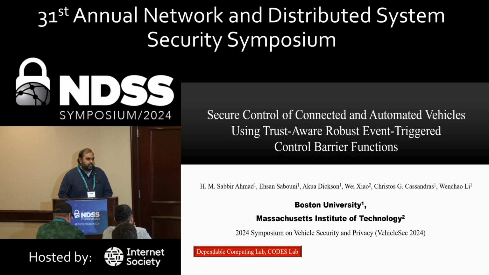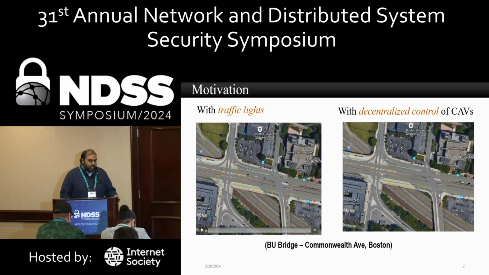Hi, everyone. So today I'll be presenting our work on secure control for connected automated vehicles. To begin with, I have here two videos. Both of them have been simulated with traffic on Commonwealth Avenue, which is located on the Boston University campus. On the left, vehicles are controlled using traffic lights, and on the right, they are controlled using decentralized control.